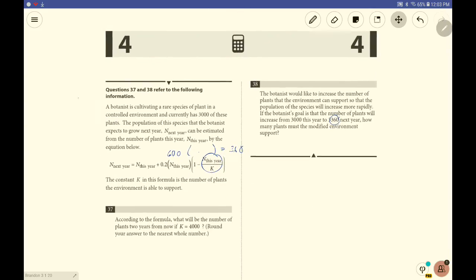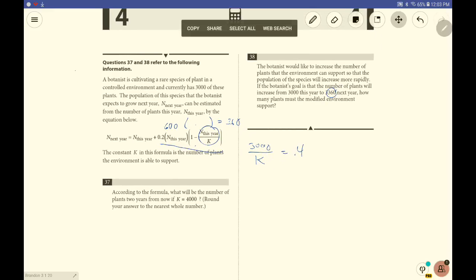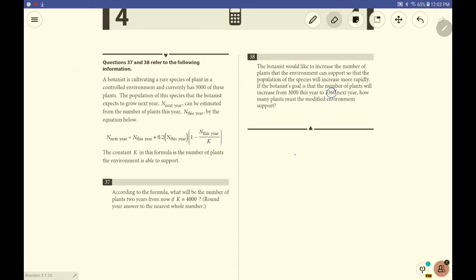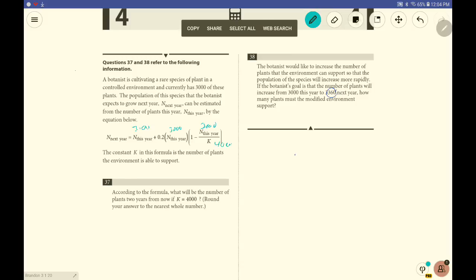This is just a refresher and reminder of what we already did. All right, 37 to 38. We got that crazy formula. And so this is just knowing or practicing how to use the formula. They tell us in this year it's 3,000. So we put in 3,000 there, and there. And they say K is, in number 37, K is 4,000. So that's just figuring out what that formula gives you for the number next year.